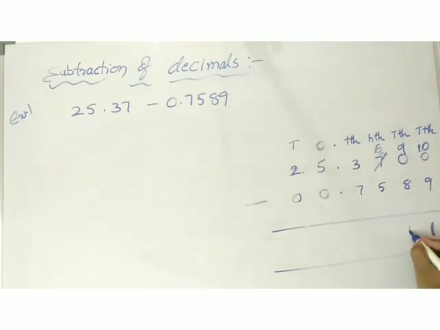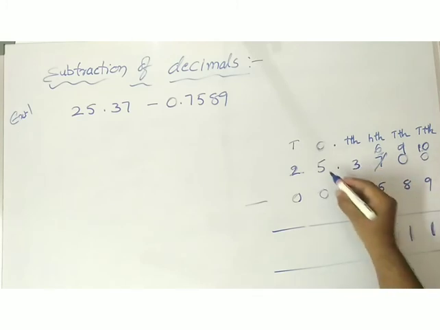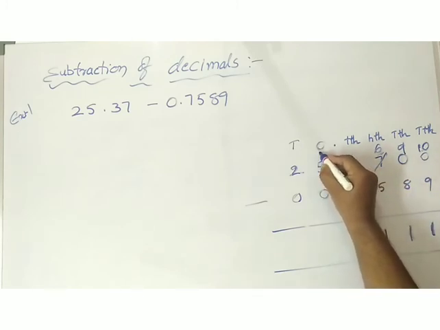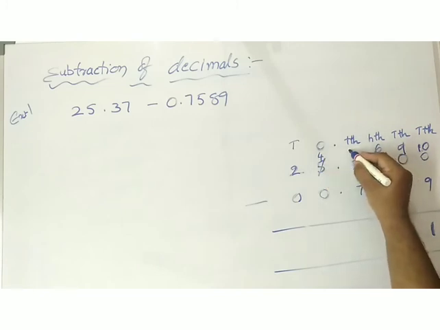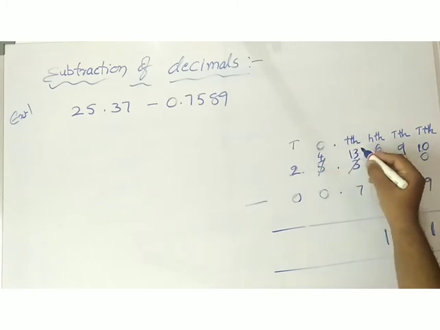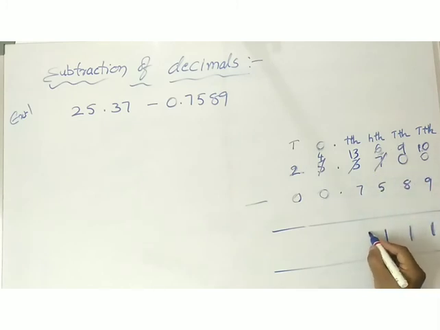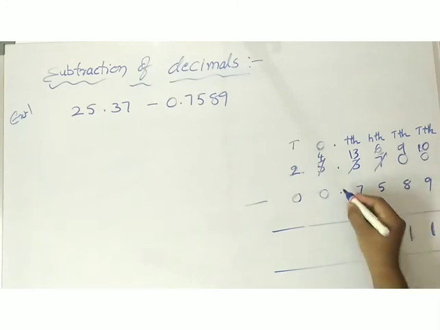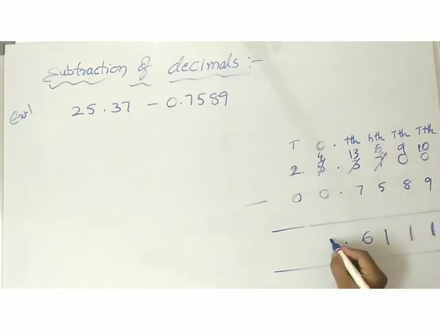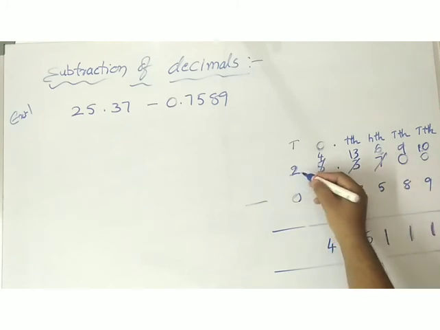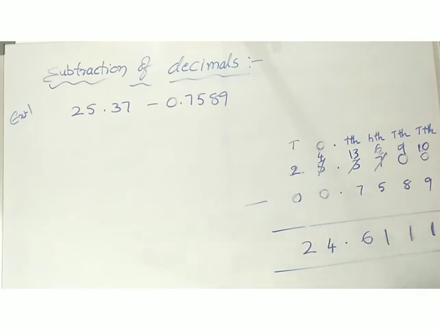Nine minus 8 is 1. 6 minus 5 is 1. 3 minus 7 is not possible, so I am taking a borrow from this. If I take a borrow here, it becomes 4, and the carry makes it 10 plus 3, 13. So 13 minus 7 is 6, and then the decimal point. 4 minus 0 is 4 and 2 minus 0 is 2. The answer is 24.61111.